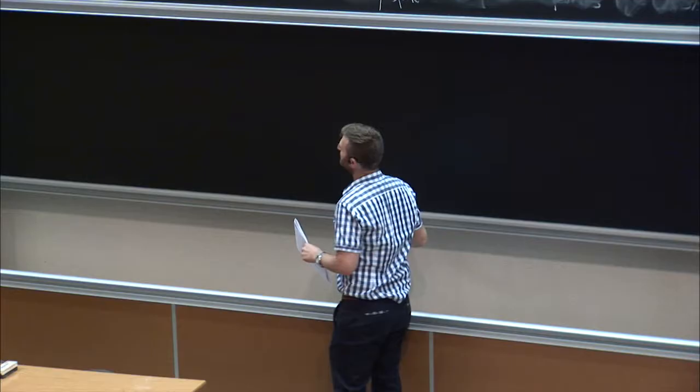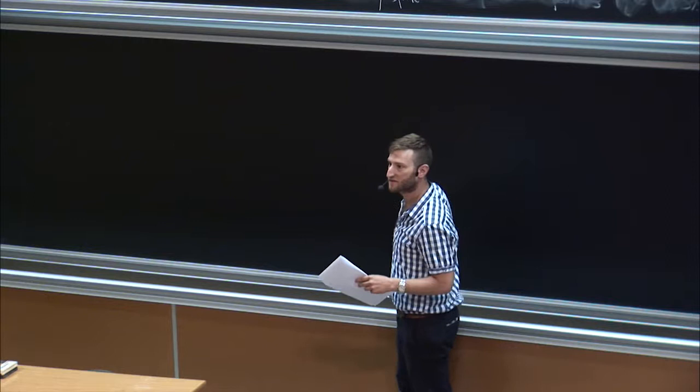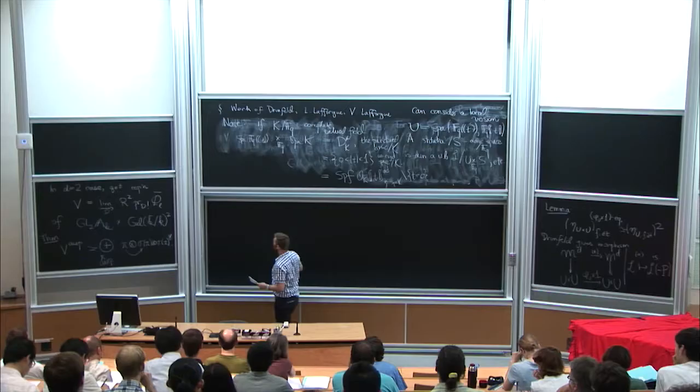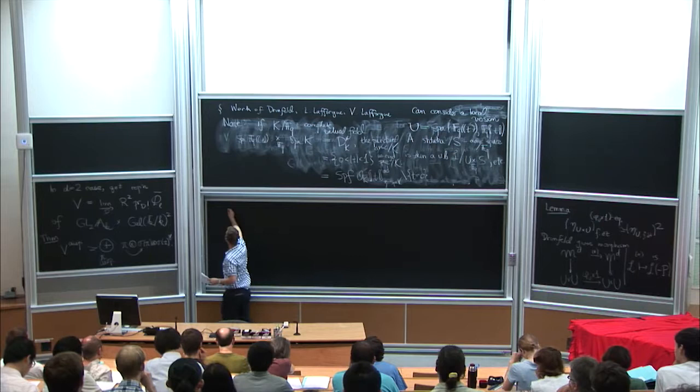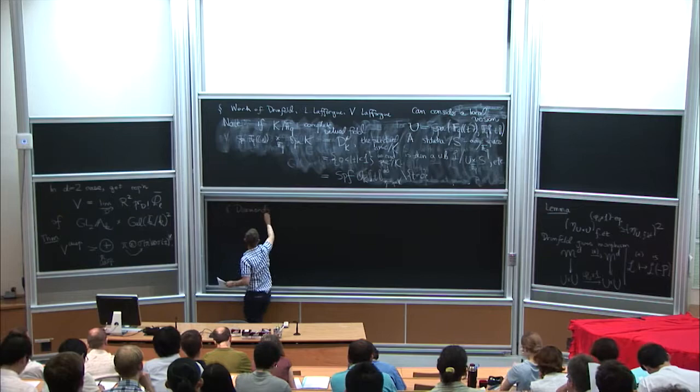Is it all right if I use this backboard? Does that represent difficulties? Okay. All right, so section 2 will be called diamonds. And everything in this section is due to Scholze.